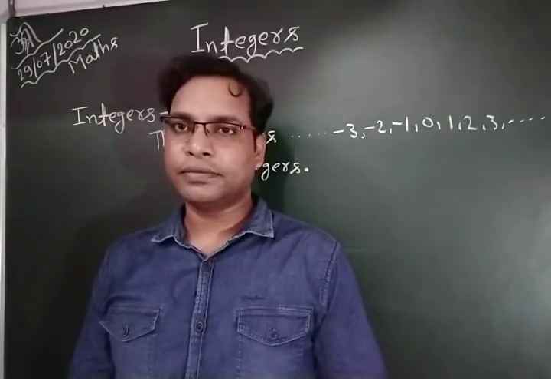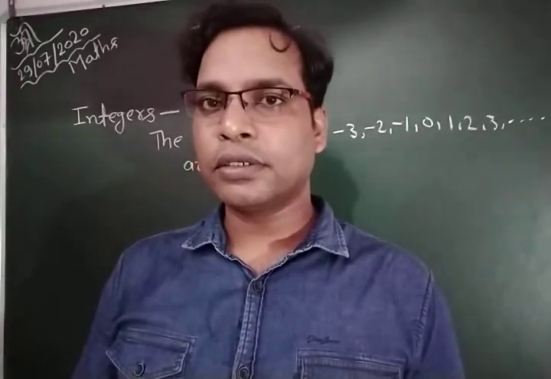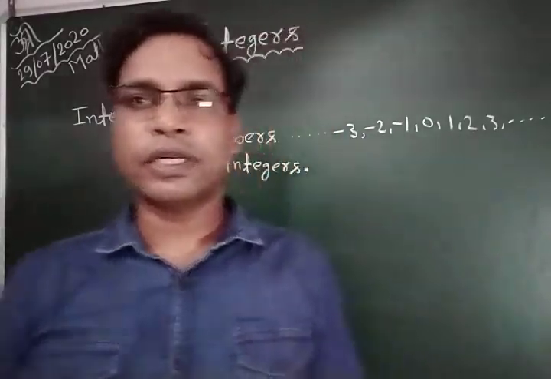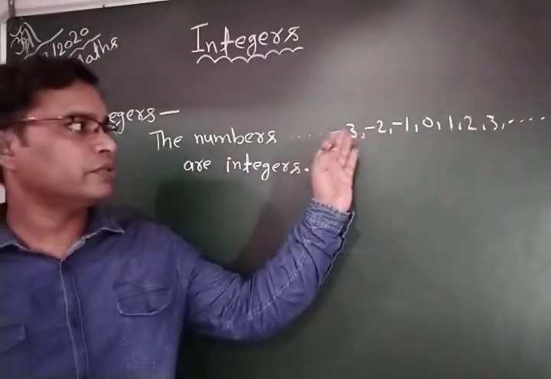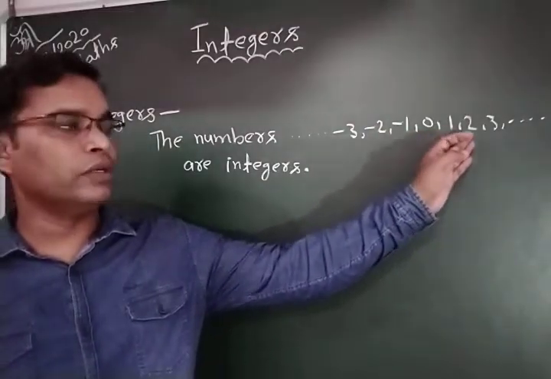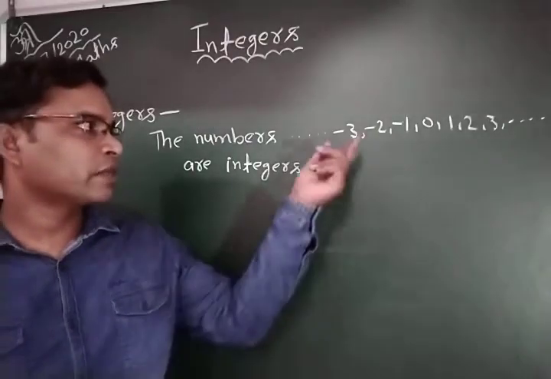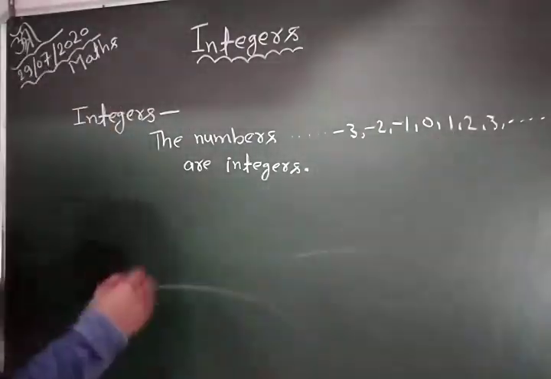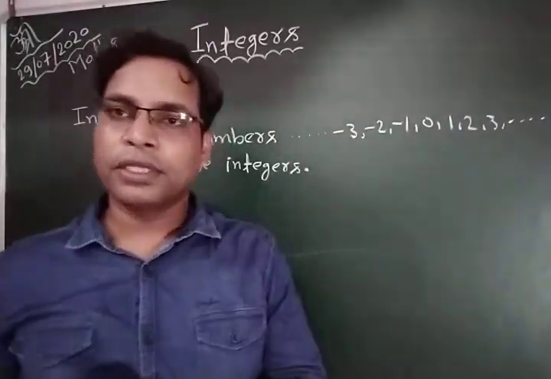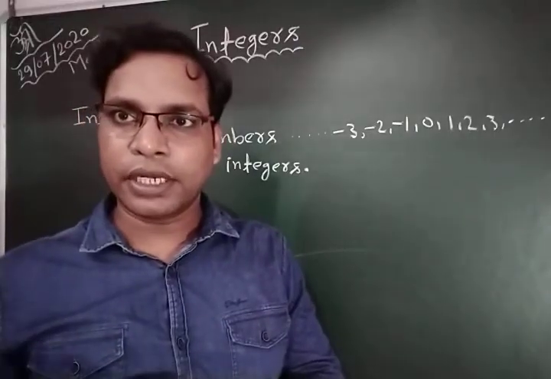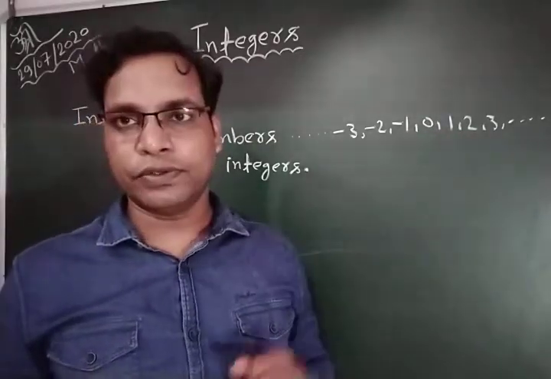Chapter 6: Integers. A question arises in your mind: what are integers? You can see here the numbers ..., -3, -2, -1, 0, 1, 2, 3, ... are called integers. The natural numbers and these numbers are integers. It means that whole numbers with negative numbers are called integers. In integers, negative numbers, positive numbers, and zero are included.